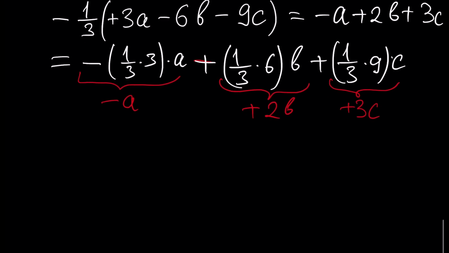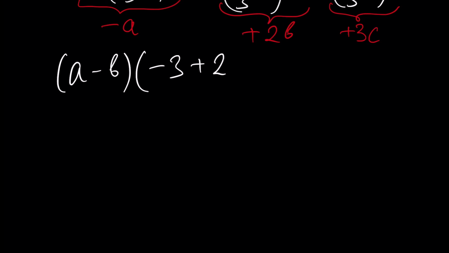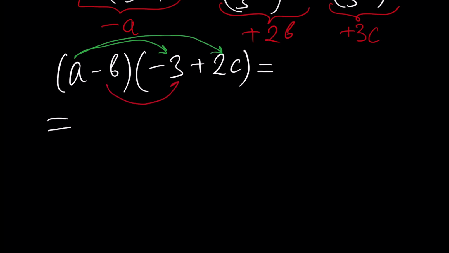And the last example, assume we have two brackets, A minus B. Now the second brackets will be minus 3 plus 2C. In this case, we multiply A by first element. Next, we multiply A by the second element.